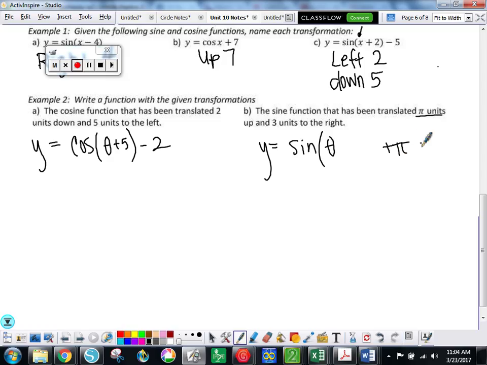You don't do it very often. Here, you do it first. And then 3 units to the right. That's going to go inside. Plus 3 or minus 3? Minus 3.